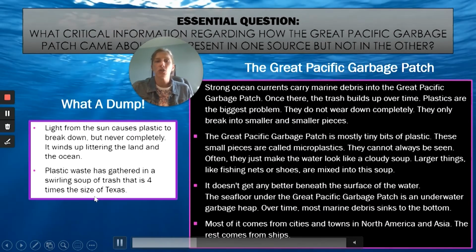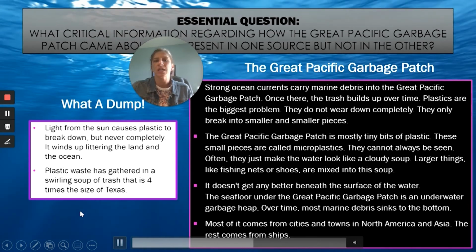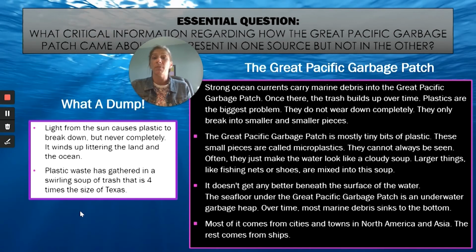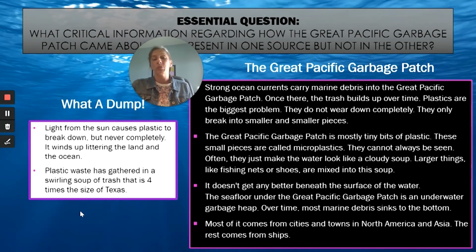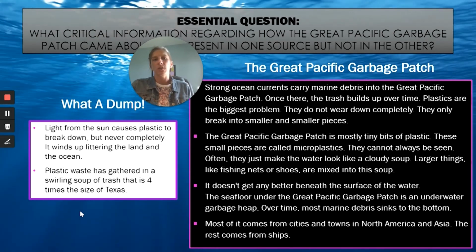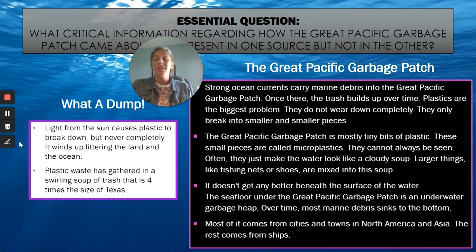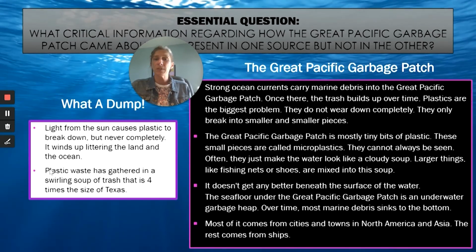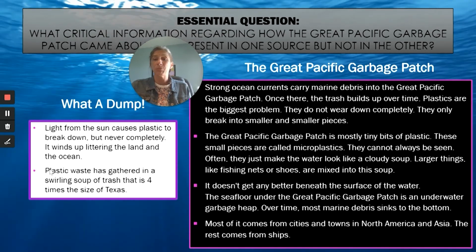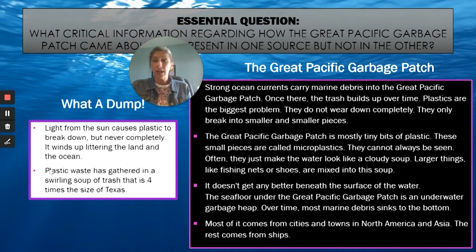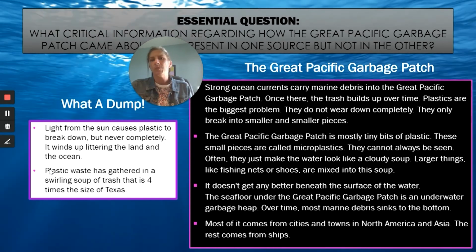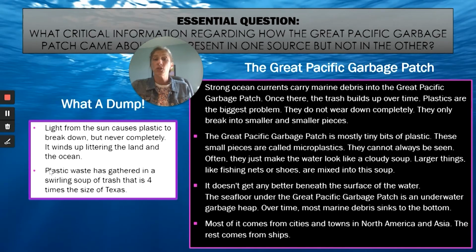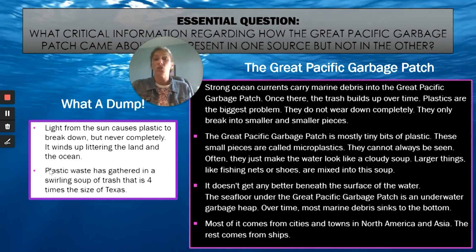Strong ocean currents carry marine debris into the Great Pacific Garbage Patch. Once there, the trash builds up over time. Plastics are the biggest problem. They don't wear down. Again, kind of like what "What a Dump" said, that nothing ever goes away completely. The Great Pacific Garbage Patch is mostly tiny bits of plastic. These are called microplastics. They cannot always be seen. Often they just make the water look like cloudy soup. Larger things like fishing nets or shoes are mixed into the soup.